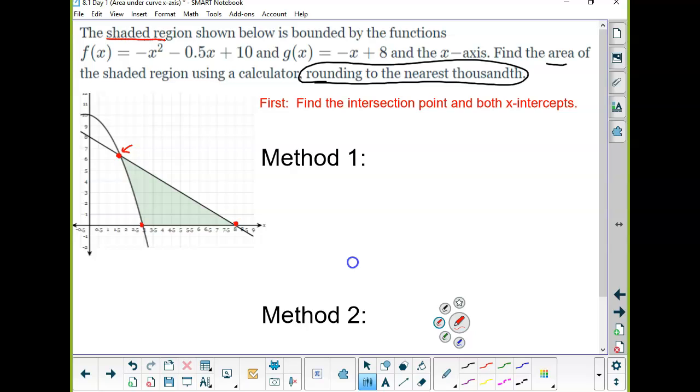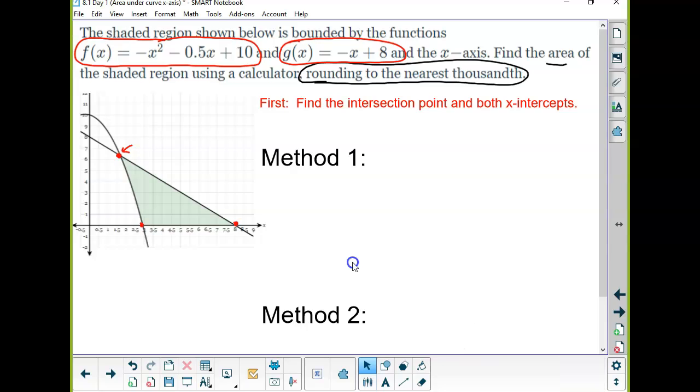You have to find that using the intersection piece on your calculator. So, what I'd like you to do right now is grab your calculator. I want you to type these two equations into y equals. And we're just going to find that intersection point right away. So we'll go y equals, type in the two equations.